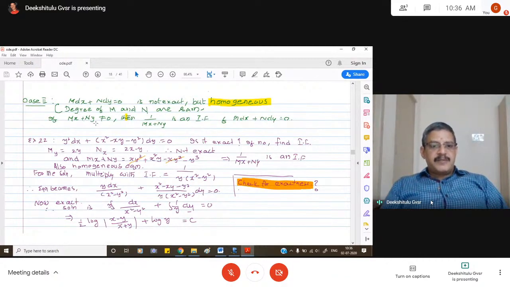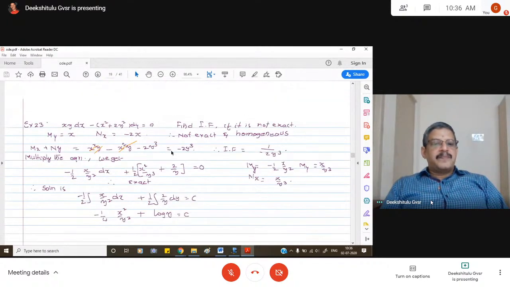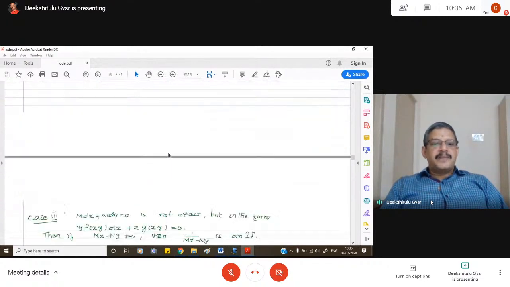Then if mx plus ny is not equal to 0, then 1 by (mx plus ny) is an integrating factor of mdx plus ndy is equal to 0. This is the result we have. So y square dx plus (x square minus xy minus y square) dy. I think this problem we have done yesterday. So this also we have done yesterday.